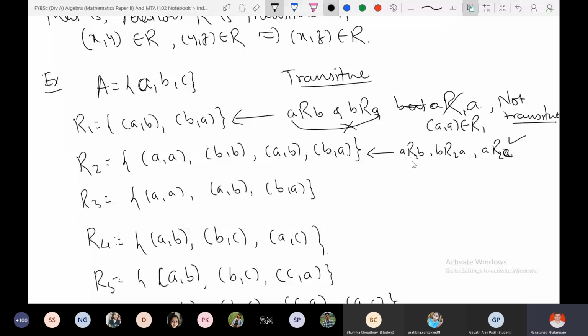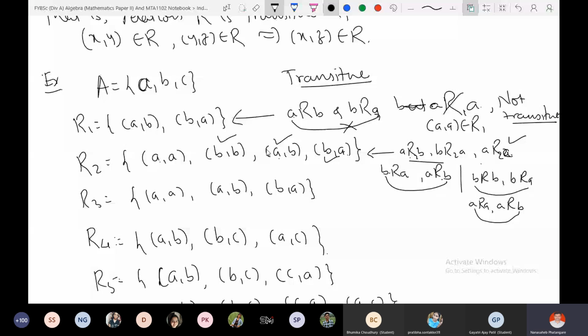Now B is related to A and A is related to B. Then we expect that the pair (B, B) should be there, and it is there. Now you can check all the possibilities. B related to B and B related to A: then we expect that the pair BA should be there, which is there. A related to A and A related to B: then we expect that the pair AB is there, and it is there. So all possibilities you need to check, and if it fails for at least one choice, then it is not transitive. So therefore this relation R2 is transitive.